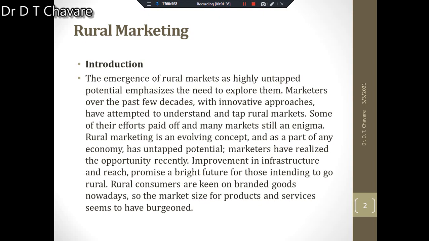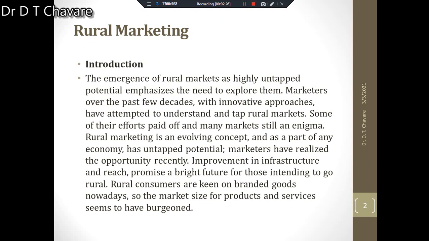The emergence of rural markets as a highly untapped potential emphasizes the need to explore them. Marketers over the past few decades, with innovative approaches, have attempted to understand and tap the rural market. Innovations are made in production facilities, production techniques, and marketing services. Innumerable innovative ideas are used in practice. Some of their efforts paid off and many markets are still an enigma.